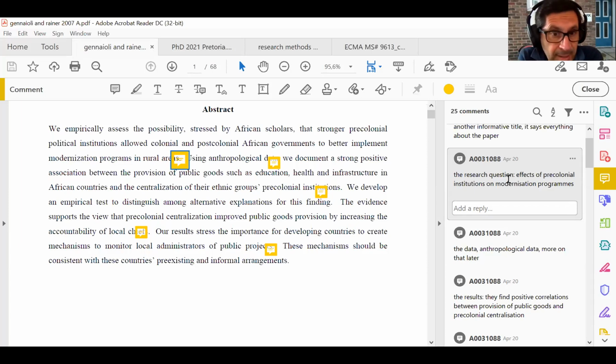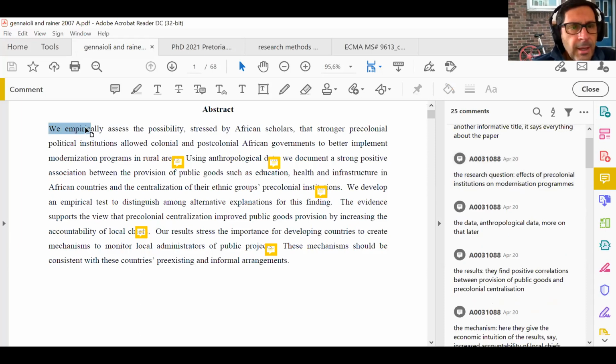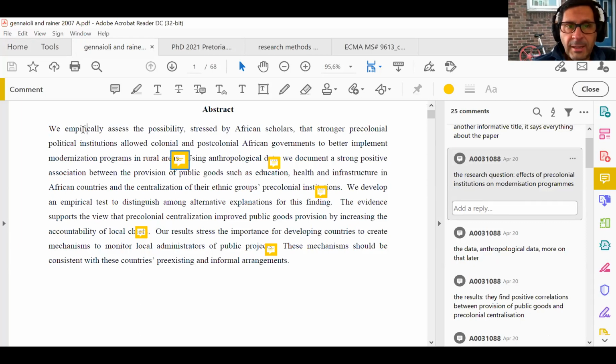So what is that very first sentence? They go straight to the point. It's the research question, right? Which is essentially the effects of pre-colonial institutions on modernization programs or on the implementation of particular policies which can lead to modernization. Okay, and that is the very first sentence, right? Essentially, they say that it's an empirical paper. They empirically assess the possibility, right?